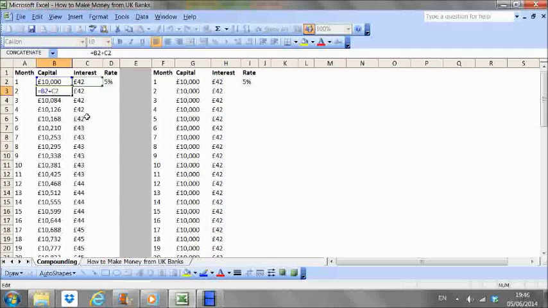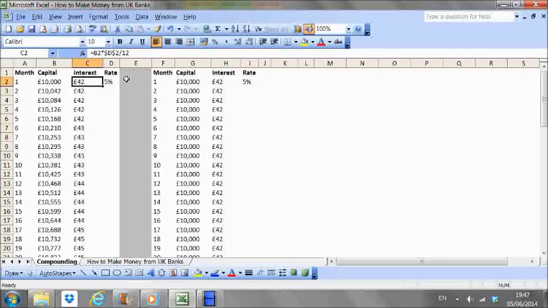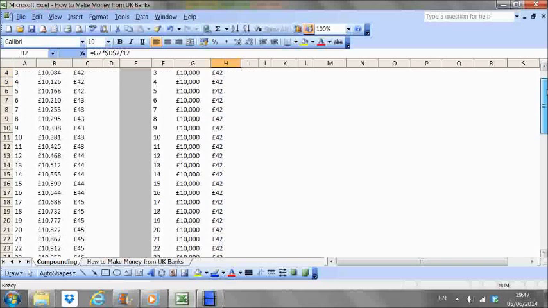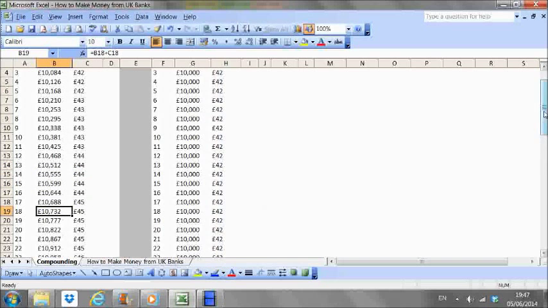We can see that in the second month. Second month, it's the 10,000 initial capital investment plus the interest payment of the first month. In the simple calculation, we have a constant capital throughout the 60 months. The first payment, you will see no difference in the interest payment. But as you go along the months, the interest payment in the compounding calculation increases. And this is because the interest payments are added to the capital on which the interest is calculated.